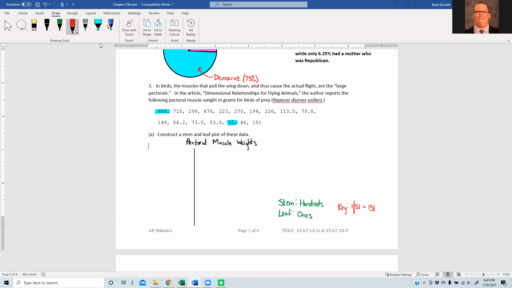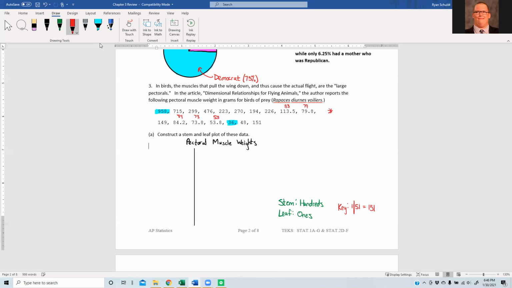Now, for me, I'm going to truncate. So this 113.5, I'm going to put it as 113 and just be done with it. 113, 79.8, I'm going to say a 79. 84.2, I'm going to leave it 84. 73.8, I'm going to say a 73. 53.8, 53. I'm just going to truncate the decimals.